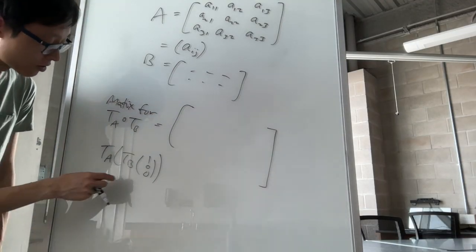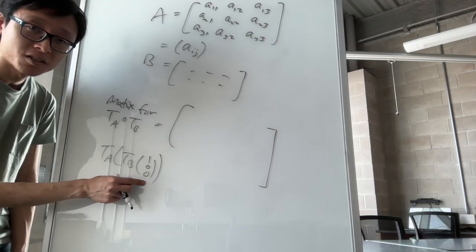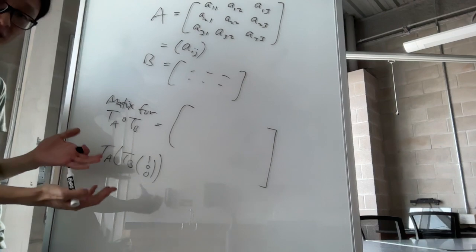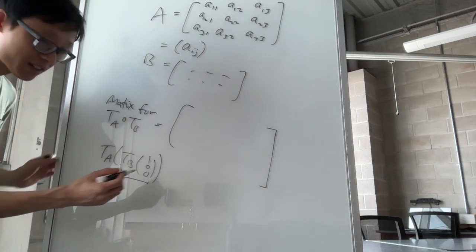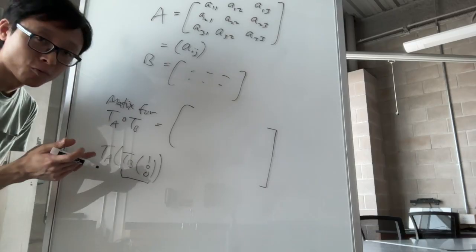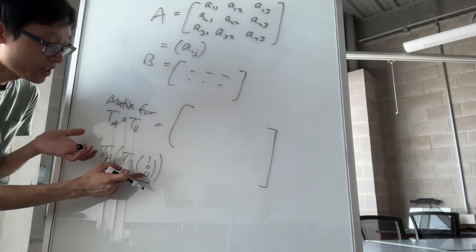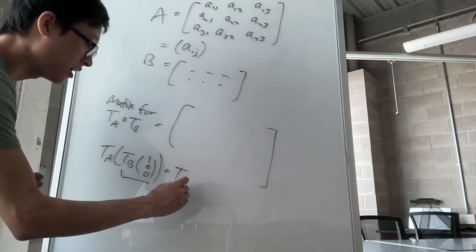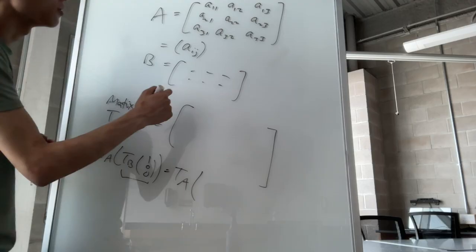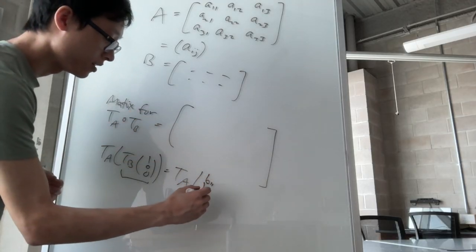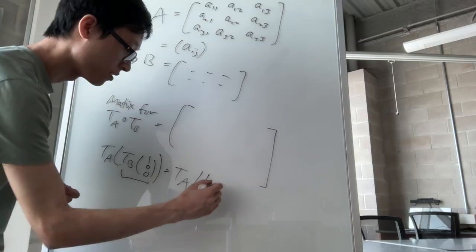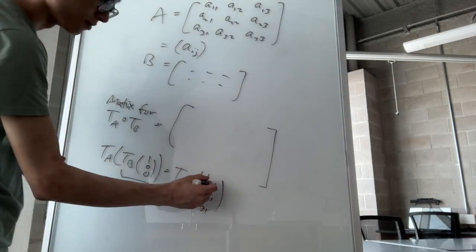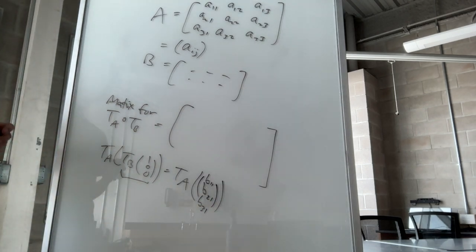But hold on a minute. What's TB of (1, 0, 0)? That's just saying where did TB send the first basis vector? That's just the first column of TB, right? This thing here literally is where TB sends the first basis vector. This must be the first column of B. This is going to be TA times the first column of B, which will be B11, B21, B31. Okay? I should put more parentheses there. But this is the first key idea here.